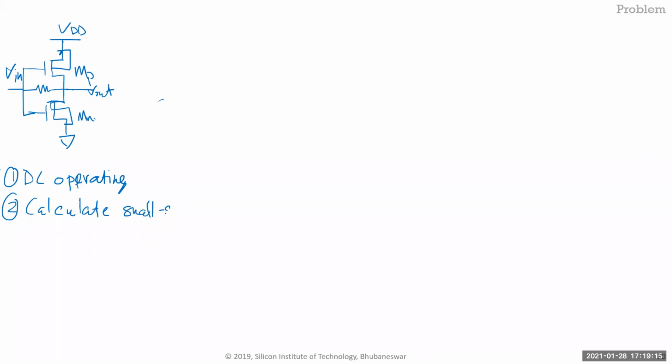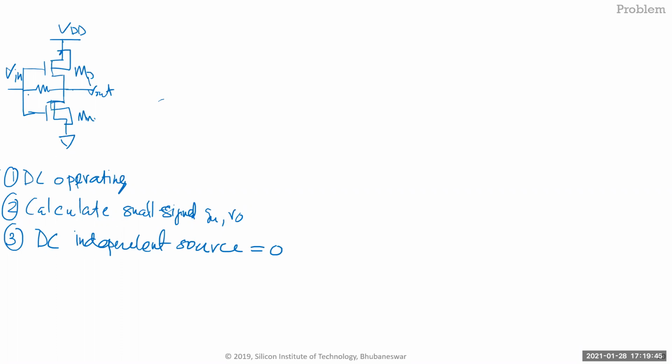Small signal parameters, which is GM, R naught, and so on, right? And then what you do is you make all DC sources independent sources zero. So if you have an independent current source, you open it. If you have an independent voltage source, you ground them, right?